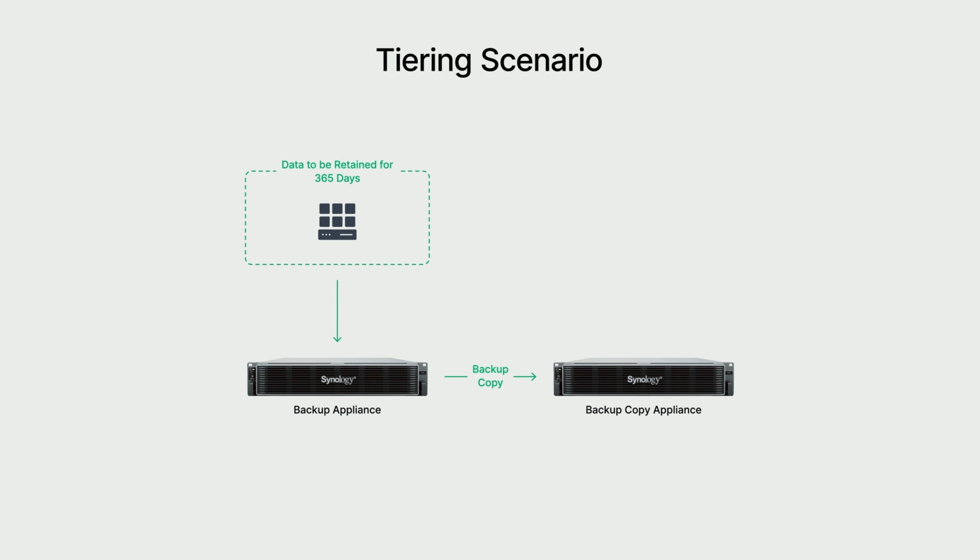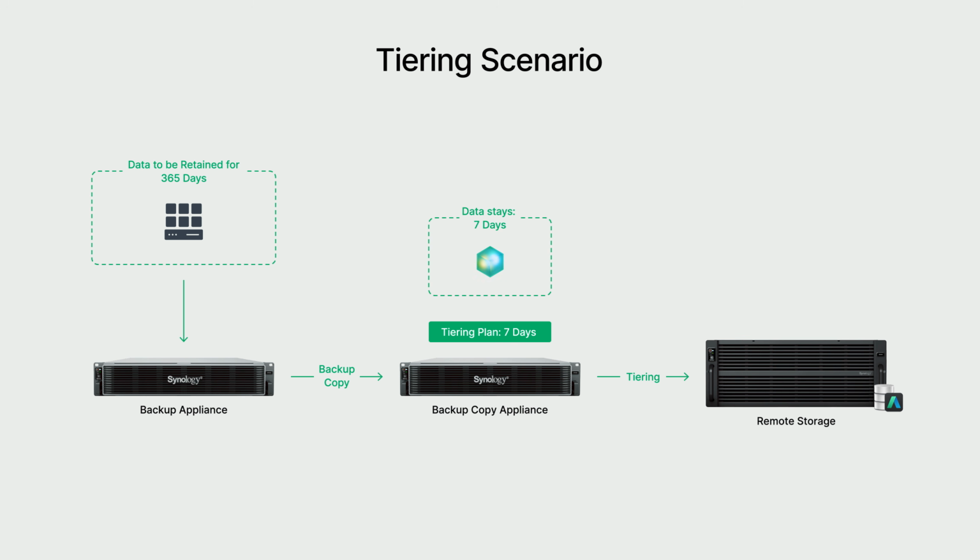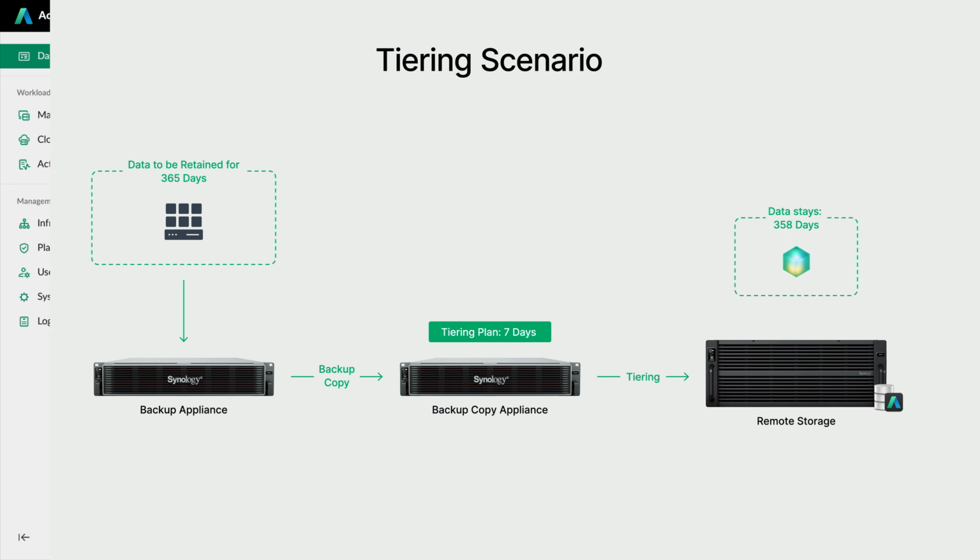With the tiering plan set to 7 days, data stays on the appliance for 7 days before being automatically tiered to remote storage, where it remains until the 365-day retention period ends. Next, let's see how to set this up in the system.